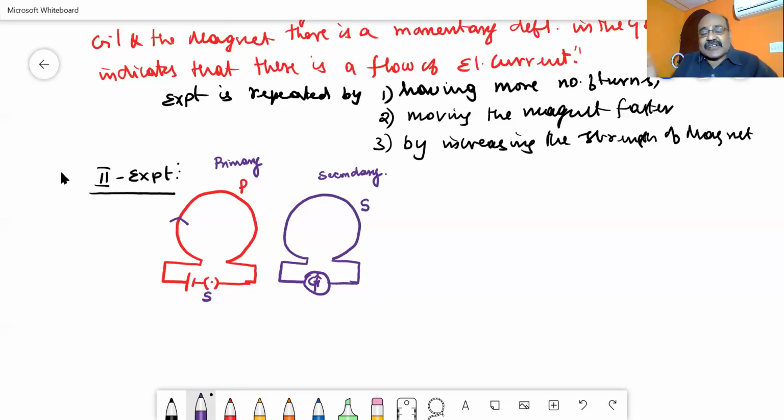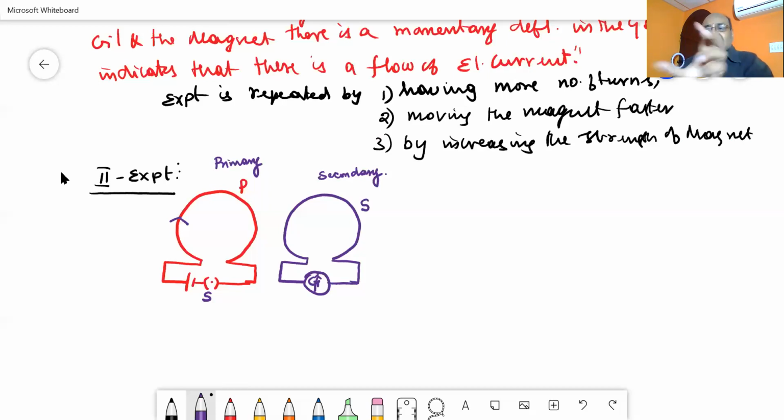Whatever direction the deflection has when switching on, it will be in the opposite side direction when switching off. But if the switch is continuously in the switched on or switched off position, there won't be any deflection. So at the time of switching on, you will get a deflection, and if the switched on position continues, there won't be any deflection. Similarly, at the time of switching off, you will have a deflection in the opposite side direction to the previous one.